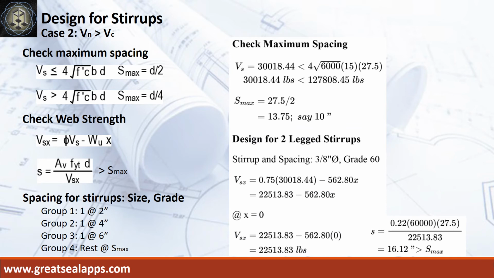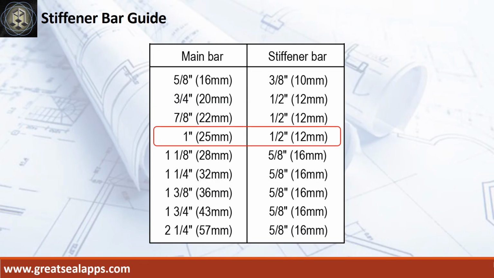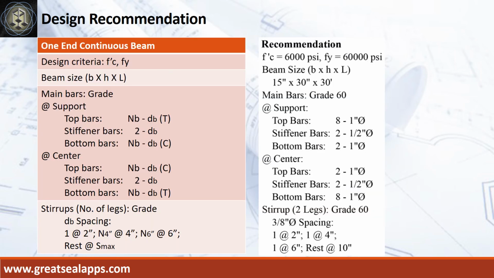Maximum spacing is 10 inches. The shear force at face of support is 22,513.83 pounds, and initial spacing at 16.12 inches. The stirrup spacing are as follows: 1 at 2 inches, 1 at 4 inches, 1 at 6 inches, rest at 10 inches. For 1 inch diameter main bars, use half-inch diameter stiffener bars.